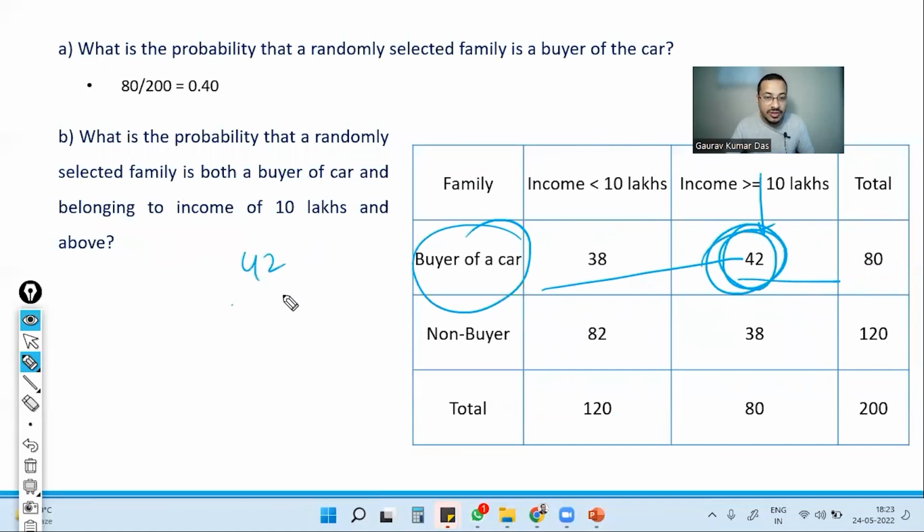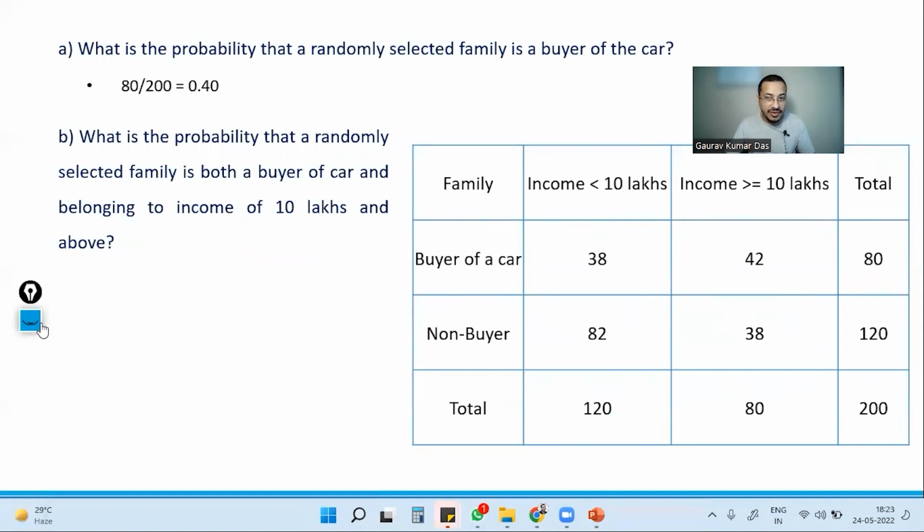So this will be 42 divided by 200. Simple. This is a marginal probability because we have two restrictions on it. Next.